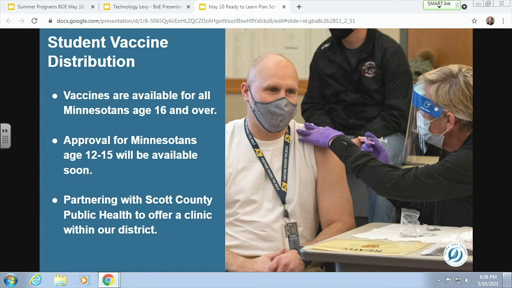Now, our 12 to 15-year-olds are on deck. Earlier today, the FDA made the first step of approval towards the 12 to 15-year-old vaccinations. The next step will happen on Wednesday when the vaccine committee will make the final approval, and then we'll be ready to move forward and offer those opportunities to families who want to do so. We have been contacted by Scott County Public Health because of the facilities that we have, and we're looking at being able to offer a vaccine clinic at Prior Lake High School for our residents, as well as our local private schools, charter schools, and residents.